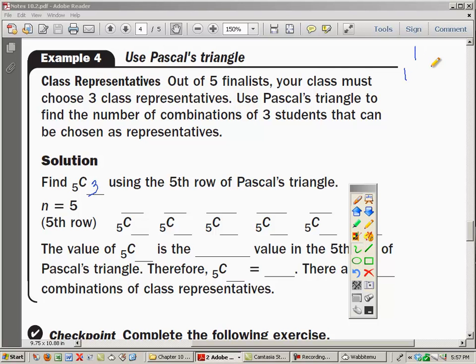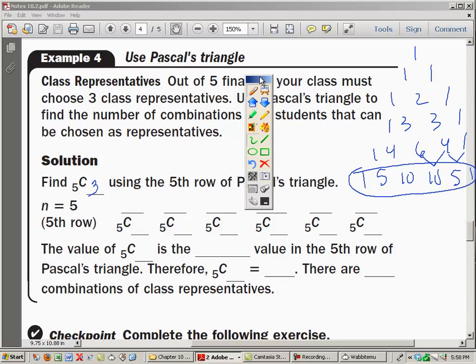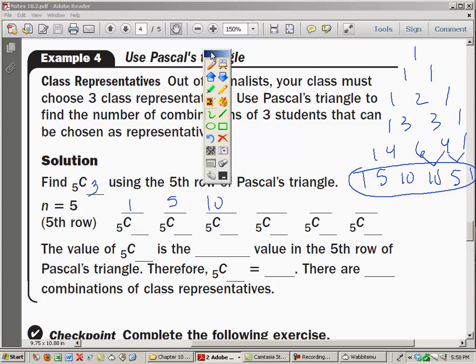Pascal's triangle, this is 1, 1, 1, 1, 2, 1, 1, 3, 3, 1, 1, 4, 6, 4, and 1. And again, remember, I'm just getting these numbers by adding the 2 numbers above it. All right? And so this would be the 5th row. If I take a look at those coefficients, then that's 1, 5, 10, 10, 5, and 1.